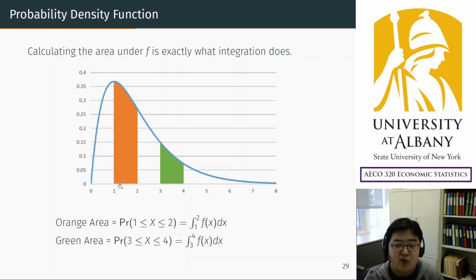For example, the probability between 1 and 2 is the orange area, which is the integration of f between 1 and 2. And the probability between 3 and 4 is the integration of the function f between 3 and 4. So it's clear how you may apply integration to calculate a probability using the probability density.